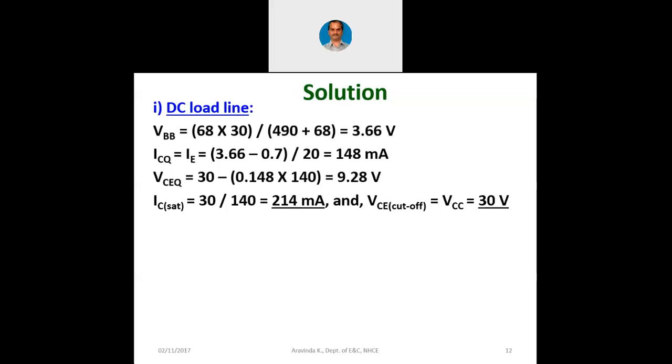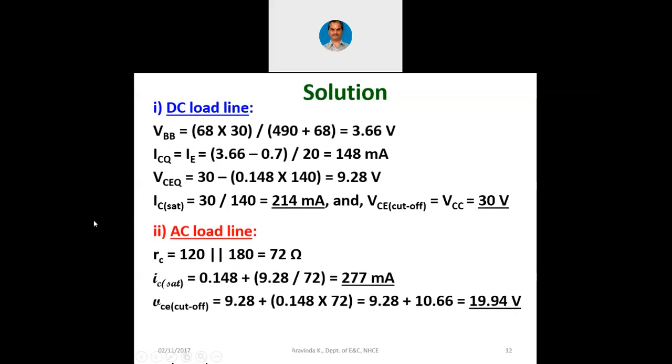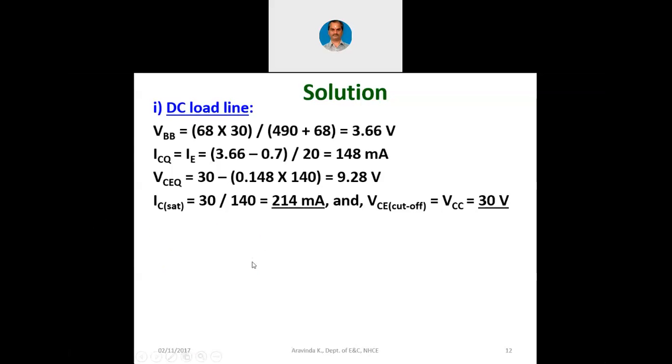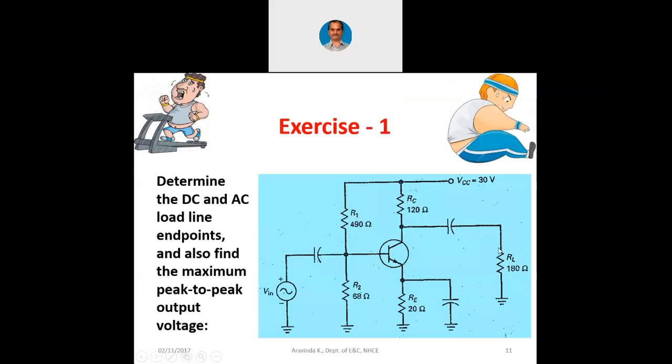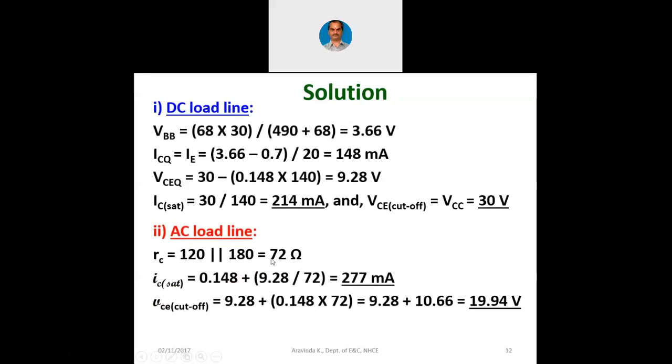Now let me proceed to show you the solution for AC load line. This is the AC load line. Small RC is 120 in parallel with 180. Why? There is this RL given. You can see 180 parallel with 120. In this case, small R0 is not given. When it is not given, we consider it as infinity or much larger. We directly calculate 120 ohms parallel with 180 ohms. So it is 120 parallel with 180, that is 72 ohms.